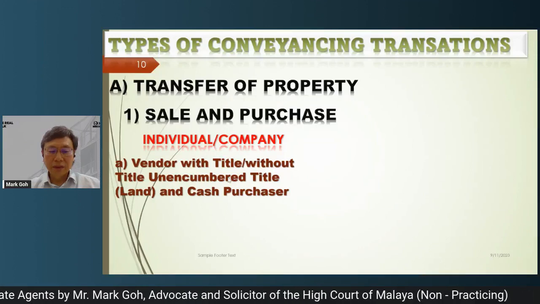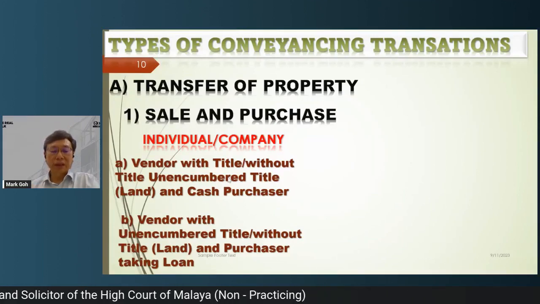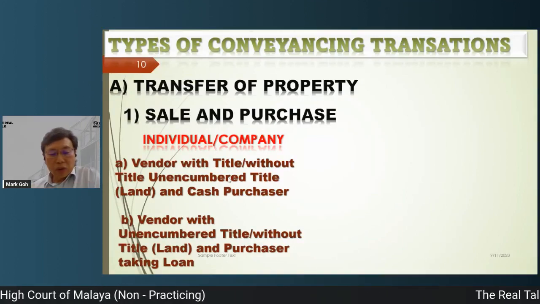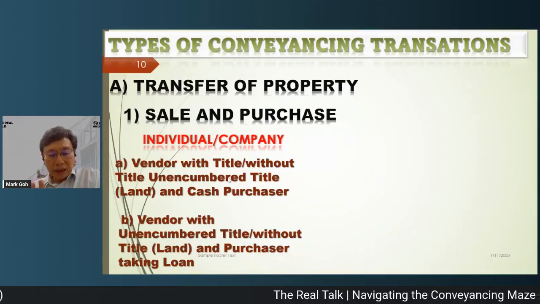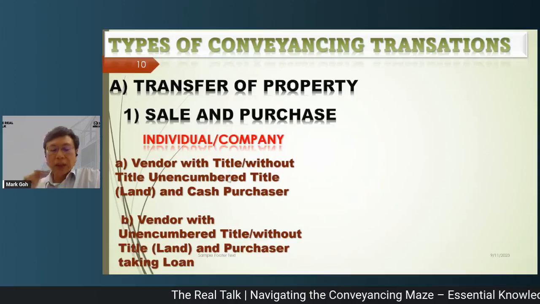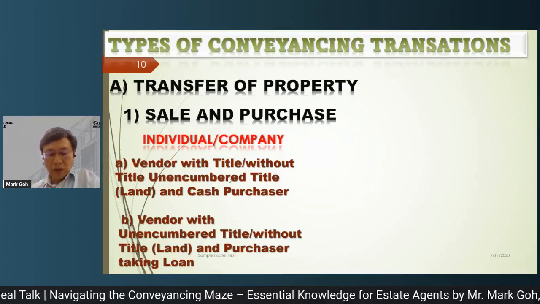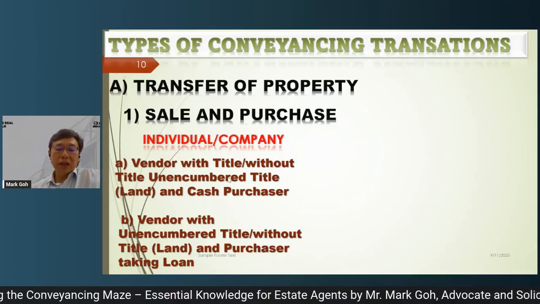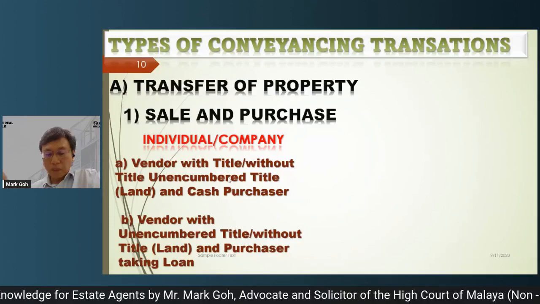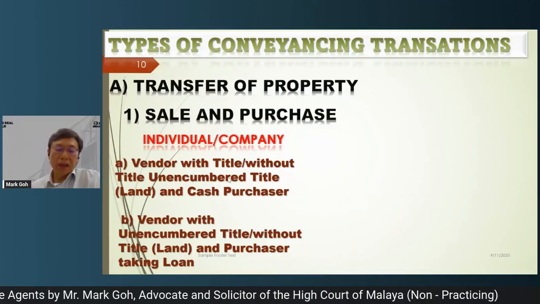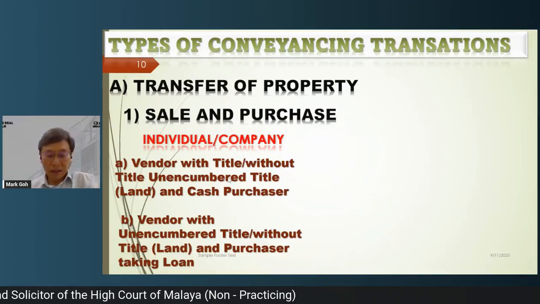Second scenario, a bit more complicated. Scenario 2, you have the seller with clean title, but the purchaser takes a loan because it's not a cash purchaser. So when the purchaser takes a loan, you have a third party coming in, which is the bank. Because the purchaser needs to pull the bank in and tell the bank, I want to borrow money from you to buy this land.